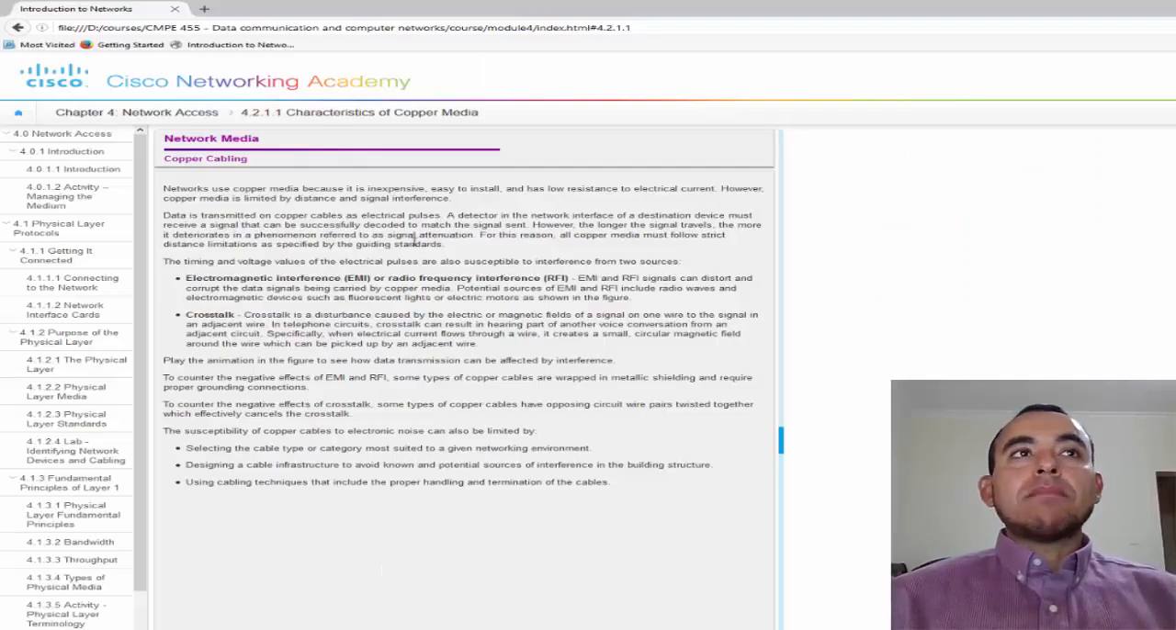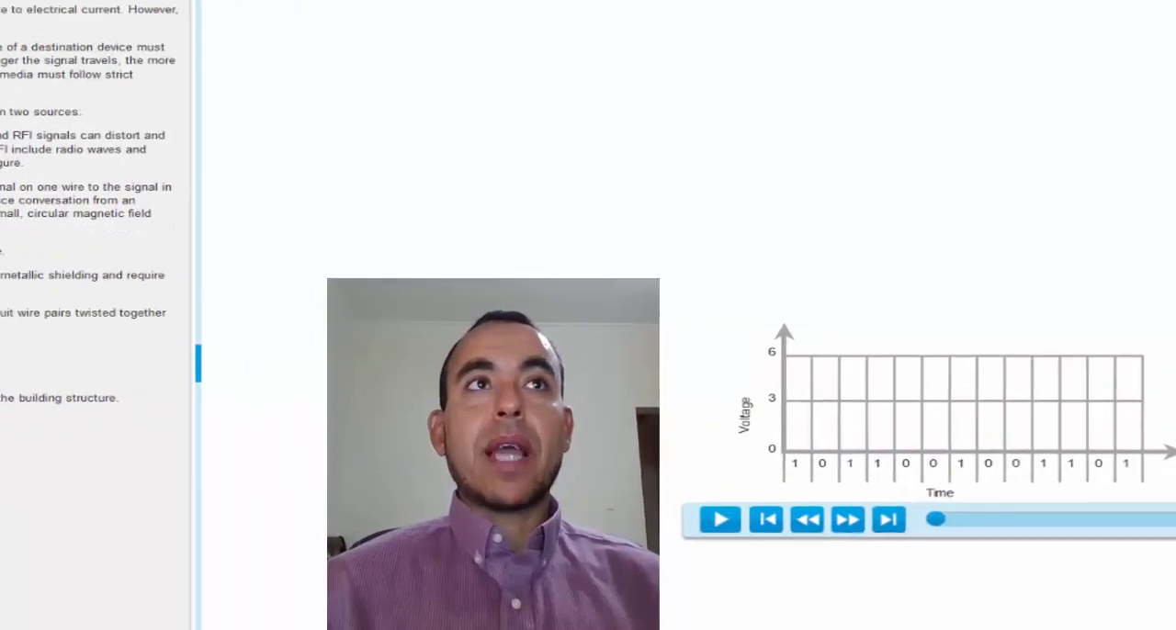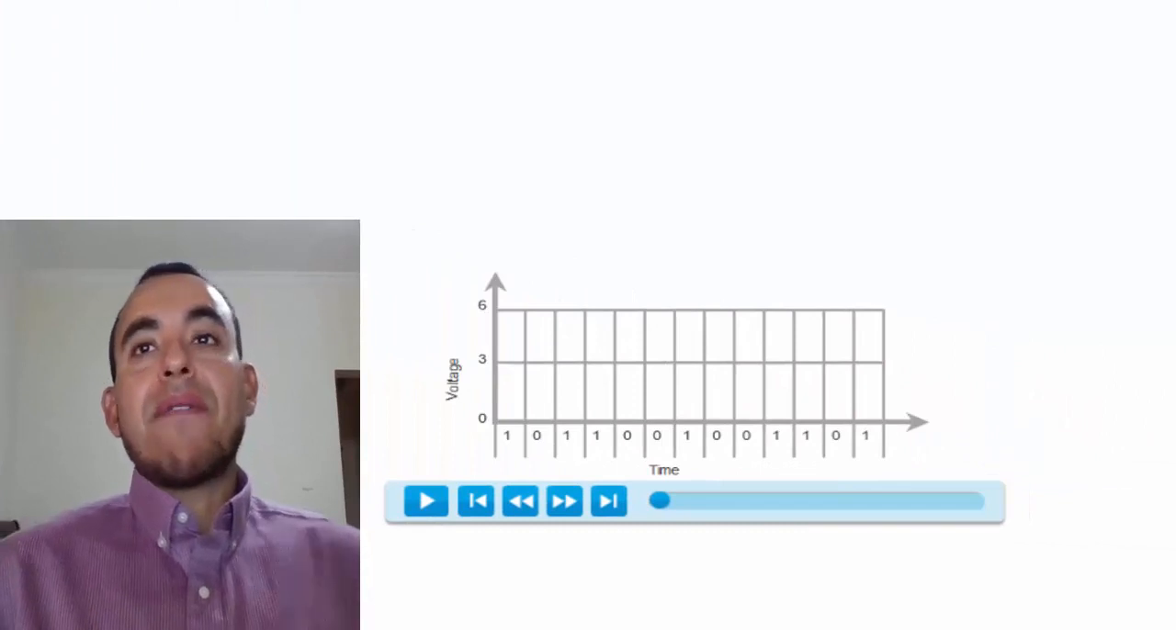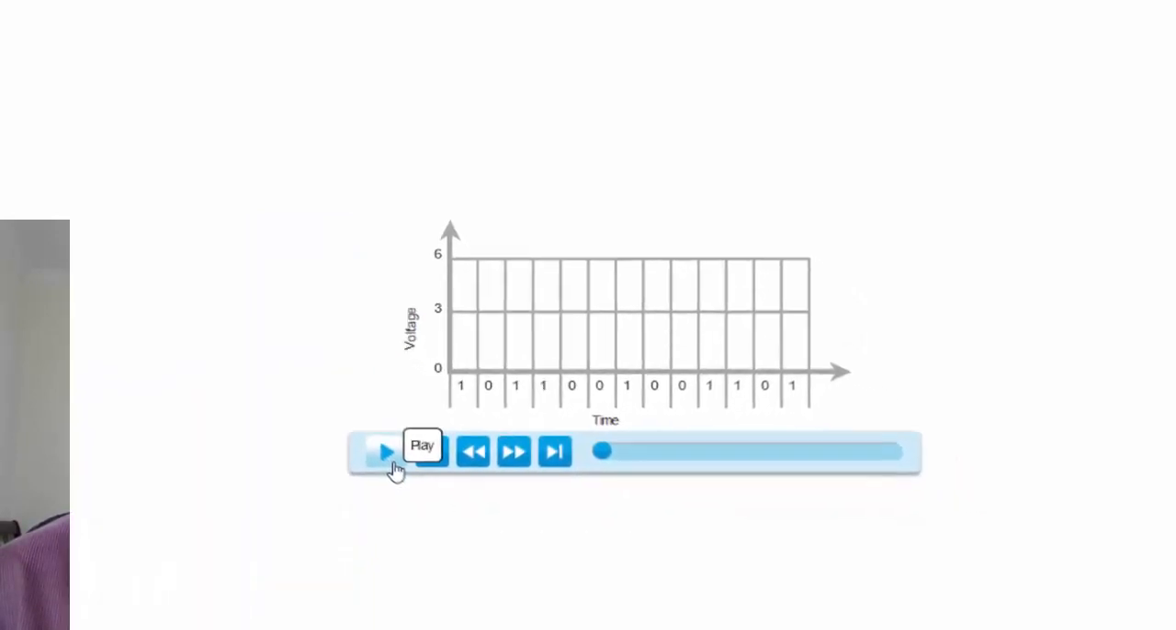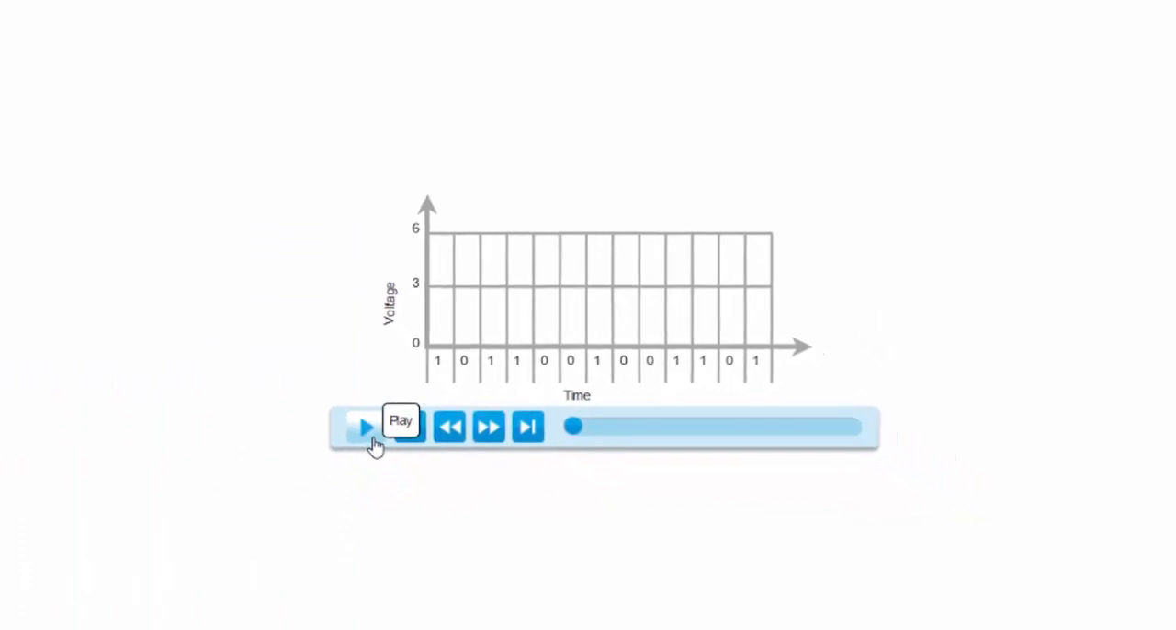There are some issues that affect the characteristics of the cable. For example, copper cables are affected by different levels of what we call interference. Interference refers to the fact that the electromagnetic or radio frequency signals surrounding the cable can actually affect the efficiency of the signal inside the cable. So this video here illustrates this notion.